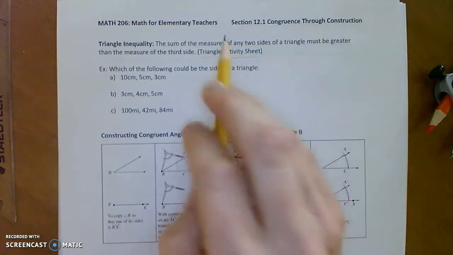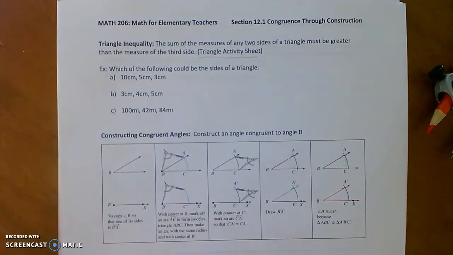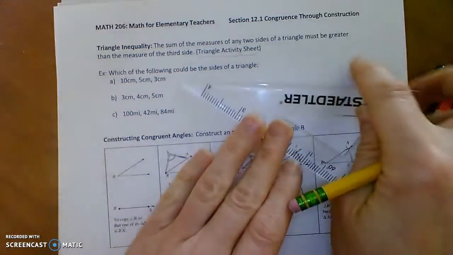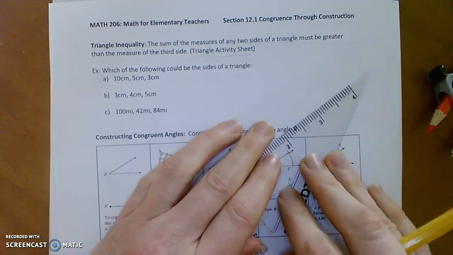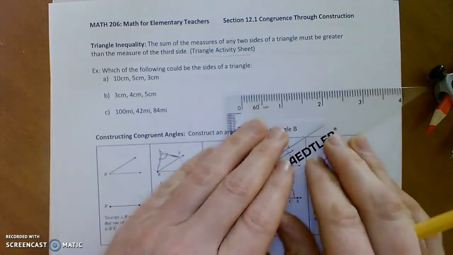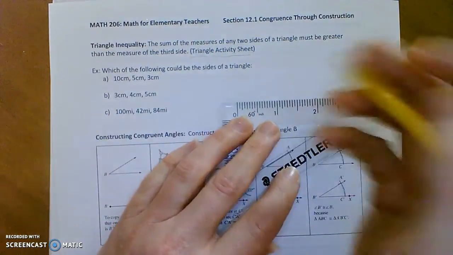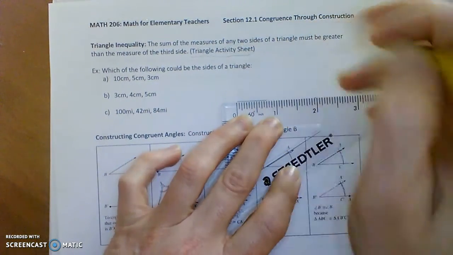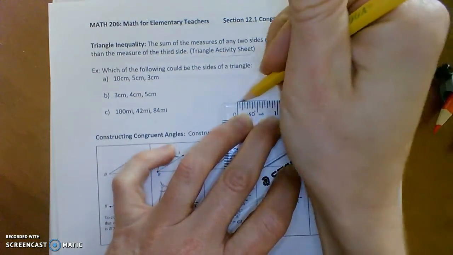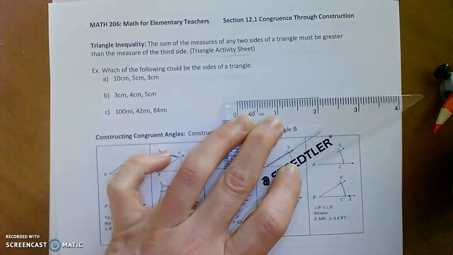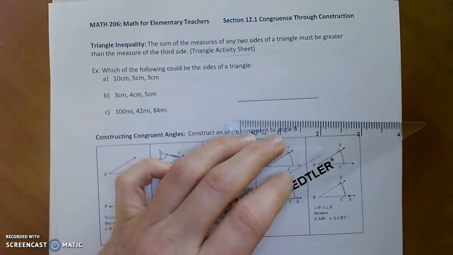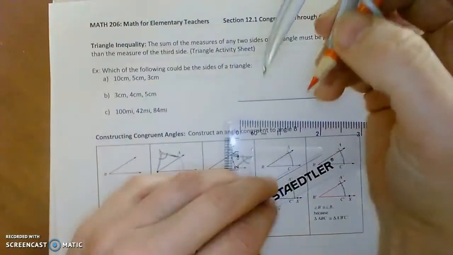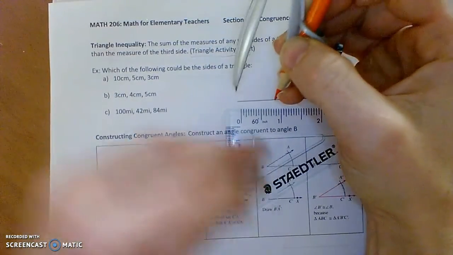So we have a triangle activity sheet that we could do in class, or maybe during office hours. Here's basically the idea of that sheet. Suppose one side of my triangle was 2 inches long, and suppose the other two sides of my triangle are only half an inch long.